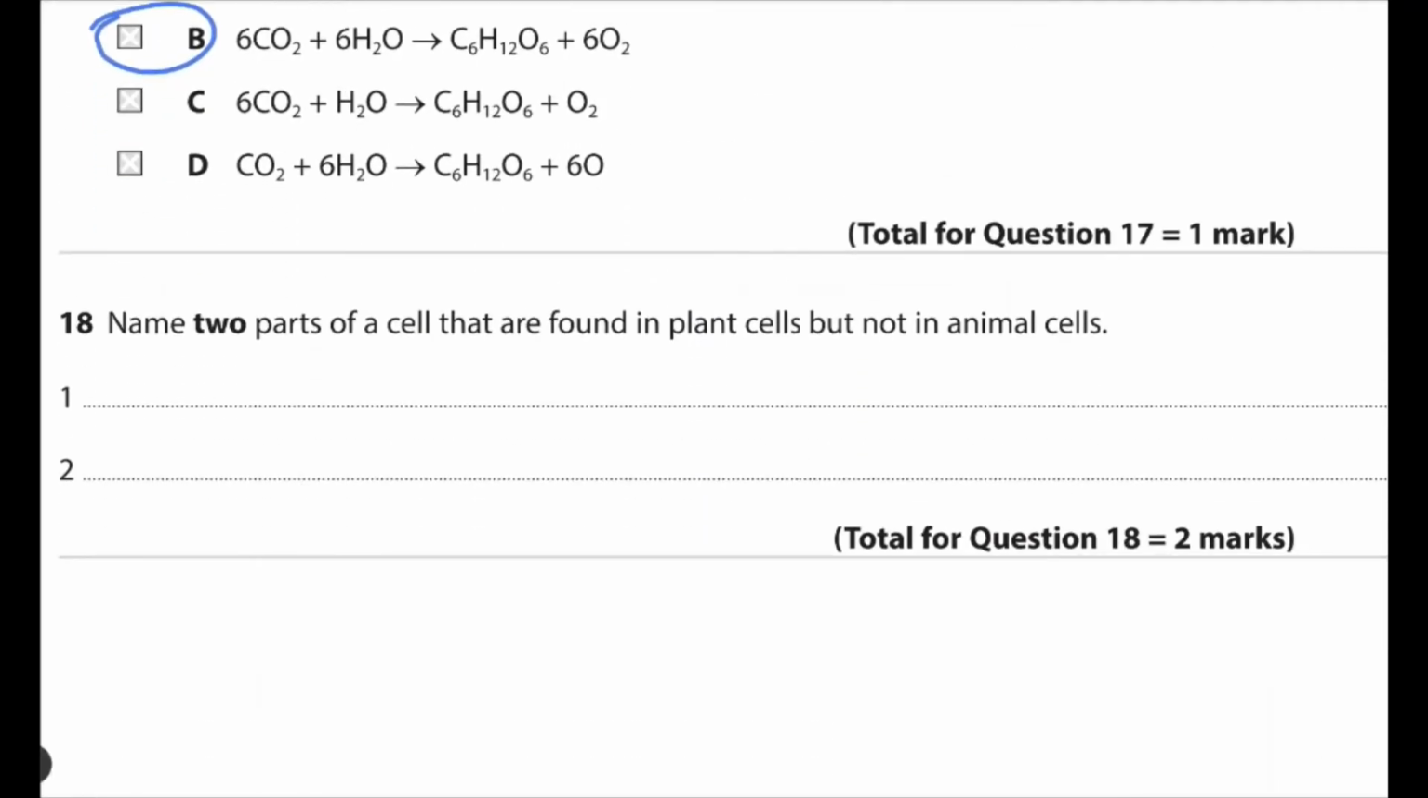Eighteenth question. Name two parts of the cell that are found in plant cells but not in animal cells. There are 3 parts, but we'll write 3 of them. Cell wall. If you have written 2, you are getting the marks. Second one, chloroplast. Third one, permanent vacuole.